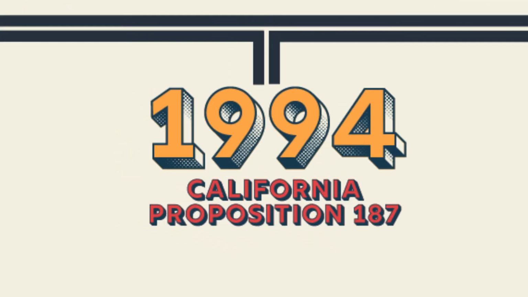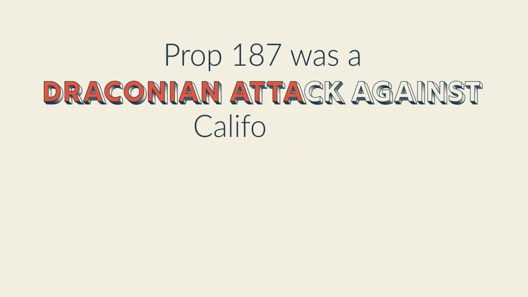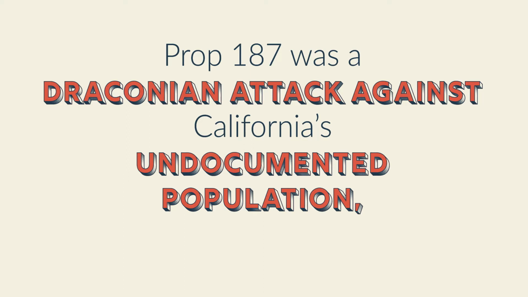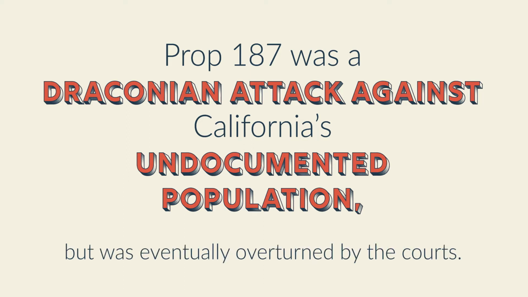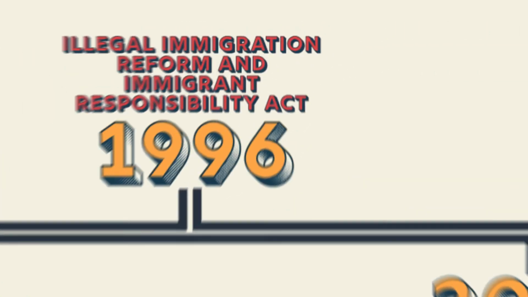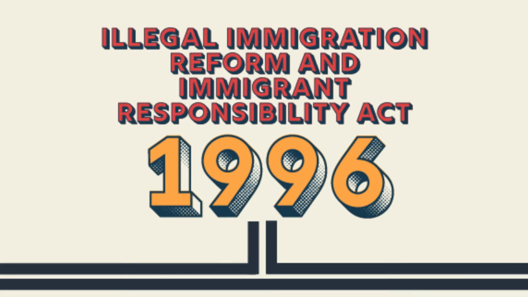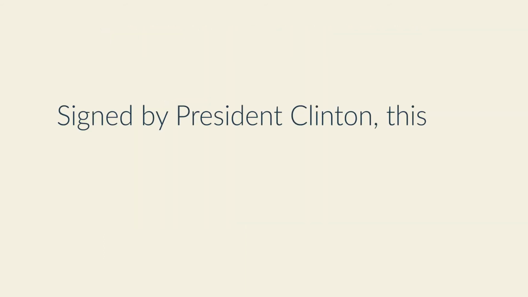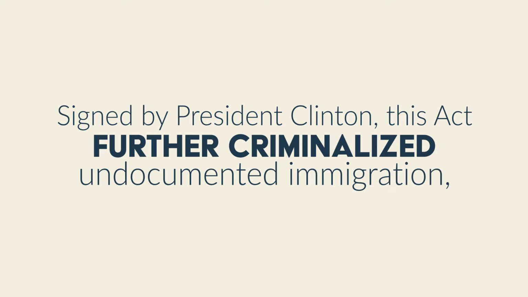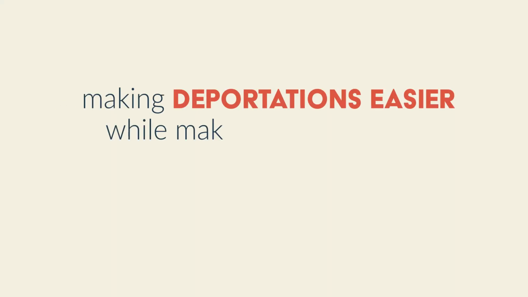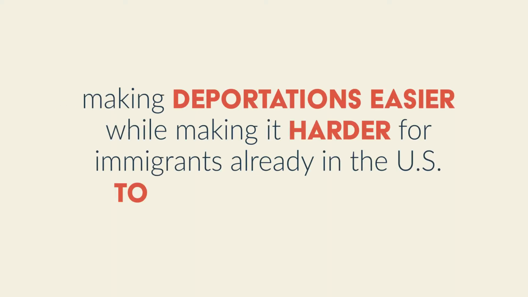1994. California Proposition 187. Pushed by anti-immigrant organizations and politicians, Prop 187 was a draconian act against California's undocumented population, but was eventually overturned by the courts. 1996. Illegal Immigration Reform and Immigrant Responsibility Act. Signed by President Clinton, this act further criminalized undocumented immigration, making deportations easier while making it harder for immigrants already in the U.S. to adjust their status.